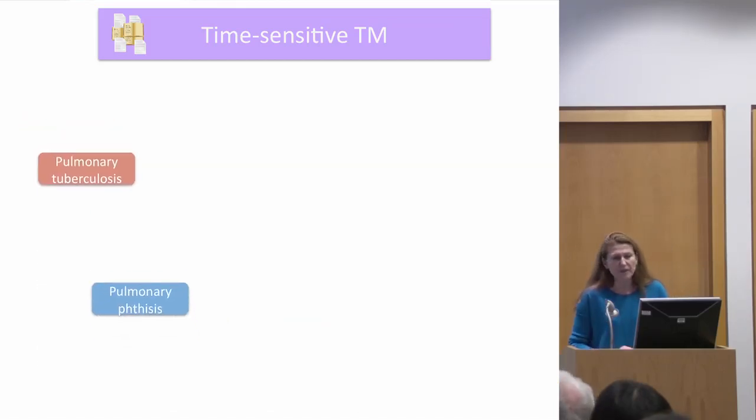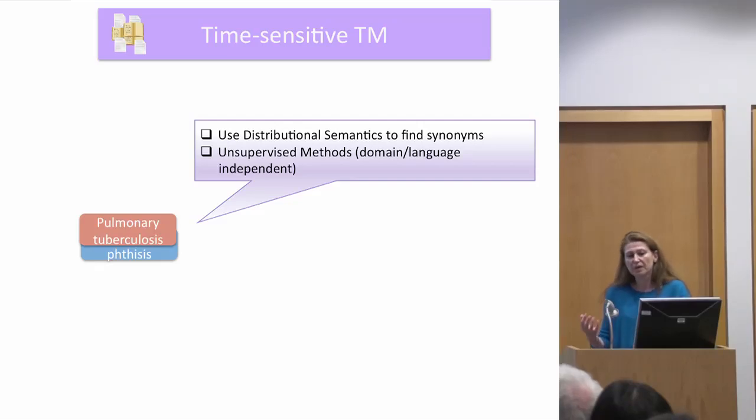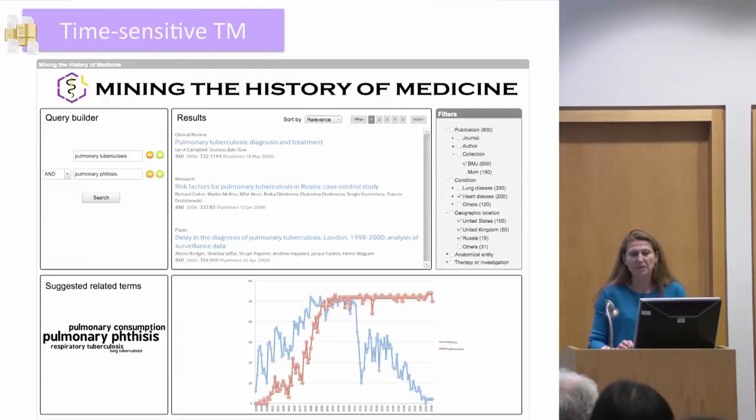So this is how it works. We're using different text mining methods, and I don't have the time, of course, to explain those. We call them distributional semantics to find the synonyms, and different other unsupervised methods, which are domain and language independent. So the whole idea is basically to do that.